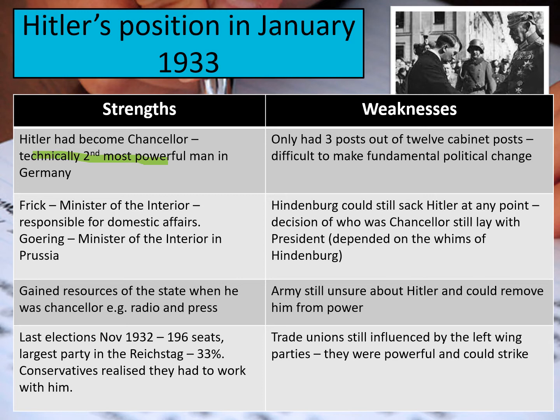Hitler also had a couple of Nazis in the main cabinet as well, including Frick, who was Minister of the Interior and therefore responsible for domestic affairs. And we also had Goering, who was the Minister of the Interior in Prussia and in charge of the police, which allowed him to establish things like the Gestapo in April 1933.